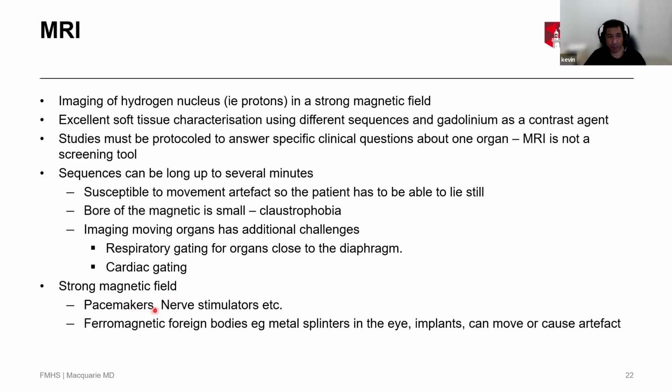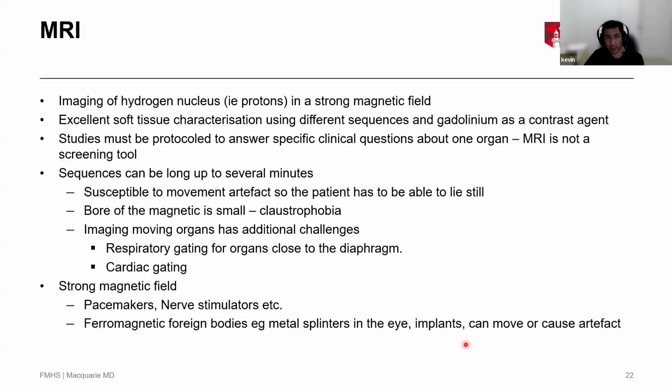But these can cause problems with pacemakers and nerve stimulators. Also, if there are metal foreign bodies in the body, that can cause artifact because it distorts the magnetic field, and they can also move. So for instance, if people are metal workers and they've had splinters in their eyes, the iron filings can lodge in the retina, and if you put them in a strong magnetic field, it can actually cause retinal detachment. So it's one of the things that we are very, very cautious about.